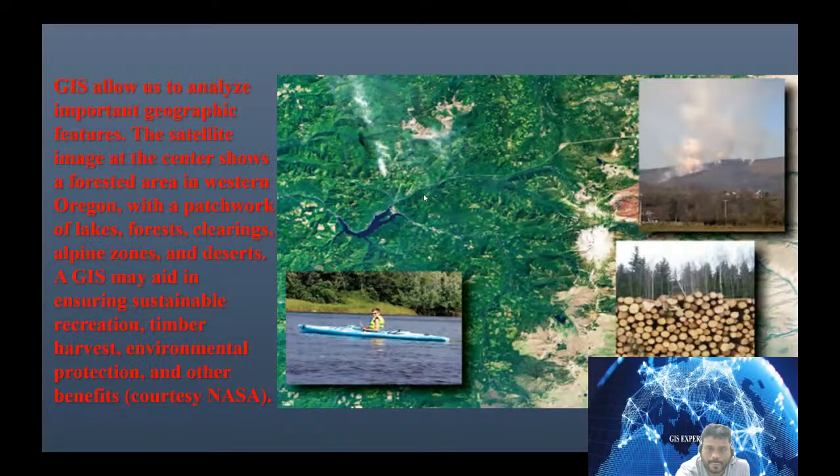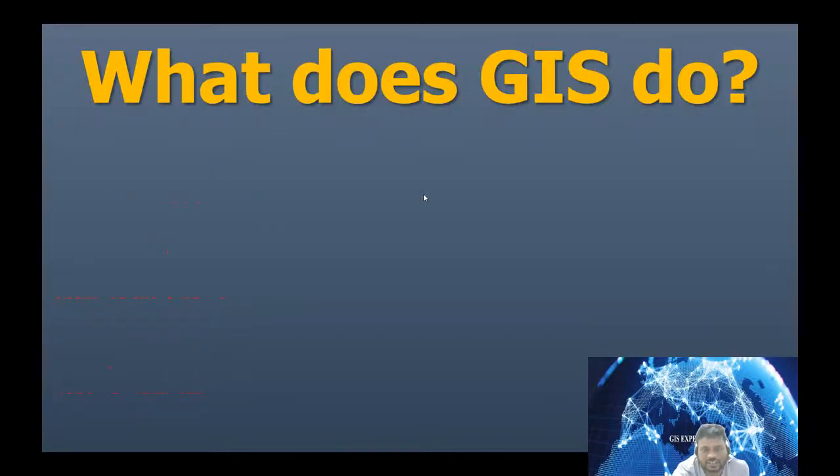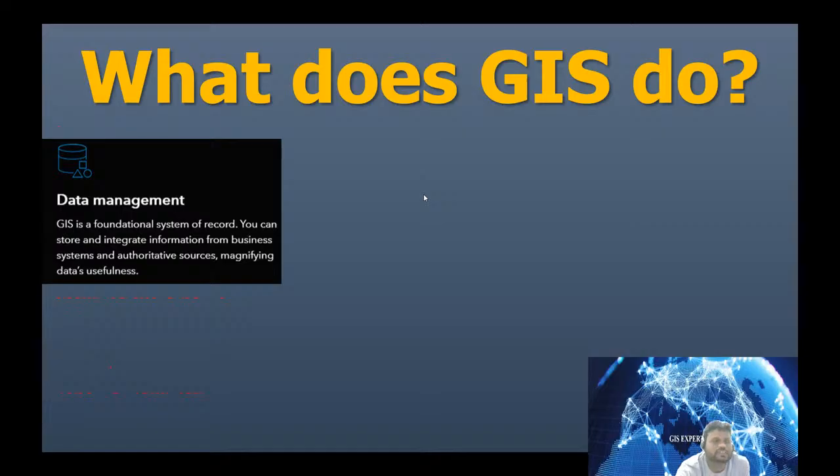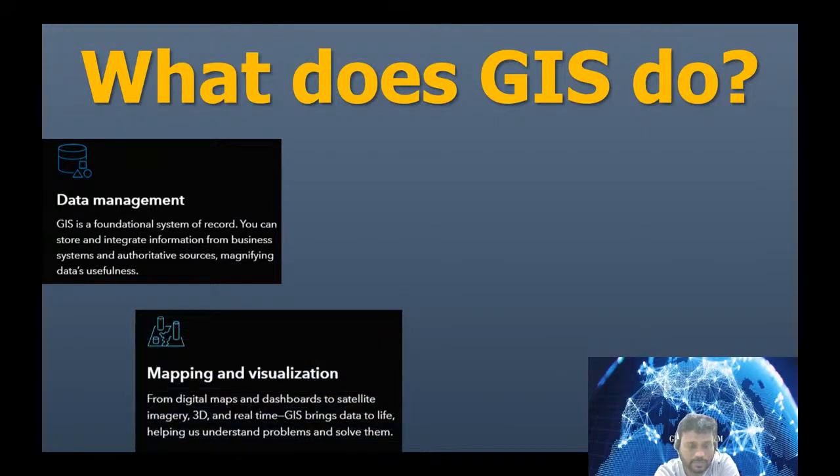What does GIS do? So the first is data management. GIS is a foundational system of record. You can store and integrate information from business systems and authoritative sources, magnifying the data's usefulness. Mapping and visualization, from digital maps and dashboards to satellite imagery, 3D and real-time, GIS brings data to life, helping us understand problems and solve them.